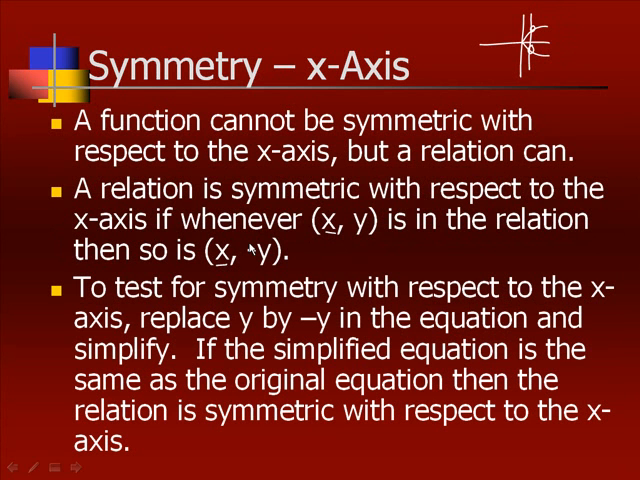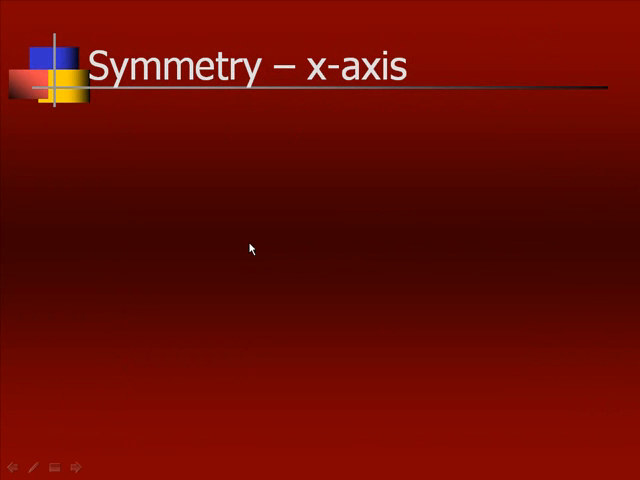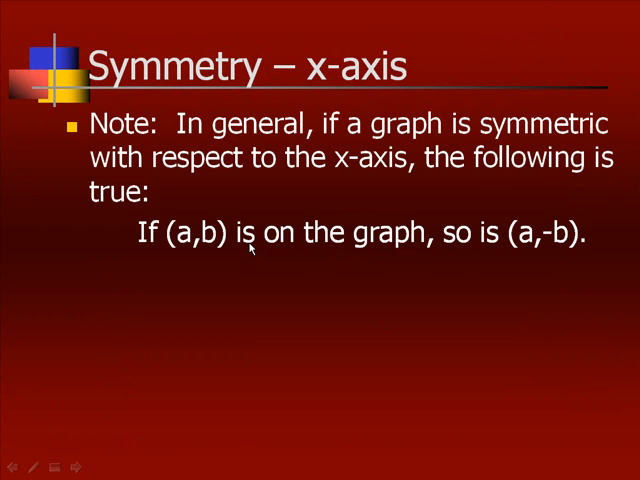Now, to test for symmetry with respect to the x-axis, replace y by negative y in the equation and simplify. If the simplified equation is the same as the original equation, then the relation is symmetric with respect to the x-axis. In general, if a graph is symmetric with respect to the x-axis, then the following is true. If (a, b) is on the graph, so is (a, negative b).